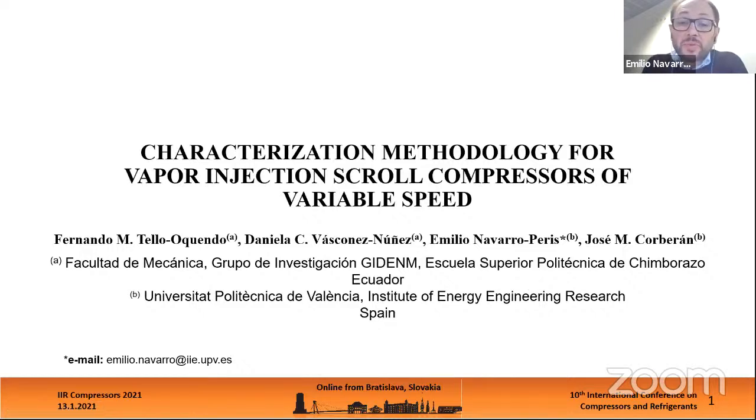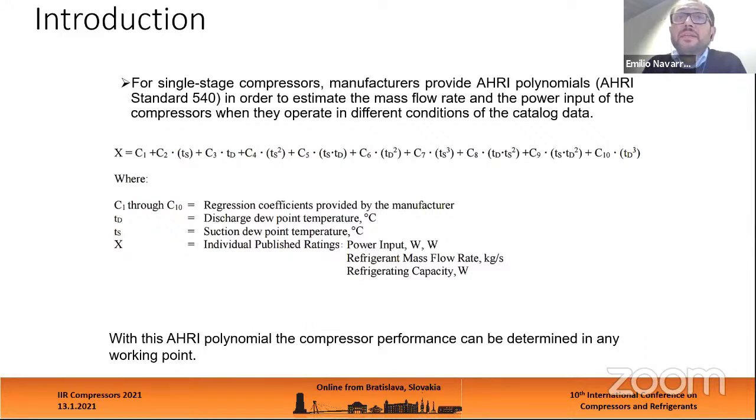Good morning to all the attendees, and thank you for your introduction, José Miguel. What I'm going to present now is an approach to characterize vapor injection scroll compressors of variable speed. Basically, to motivate the problem, I would like to make a short introduction. I think most of you know that for single-stage compressors, manufacturers usually provide the AHRI polynomial to estimate the mass flow rate and the power input at different evaporating and condensing temperatures.